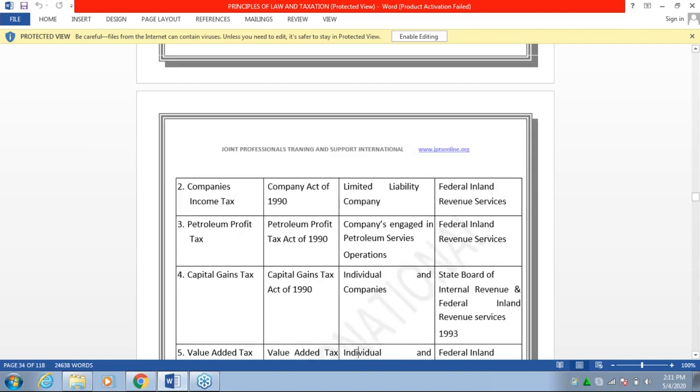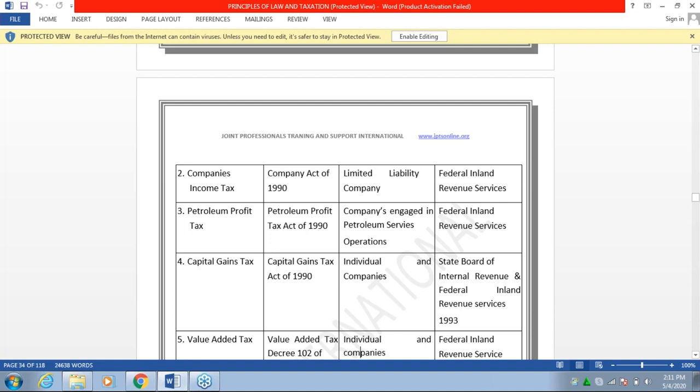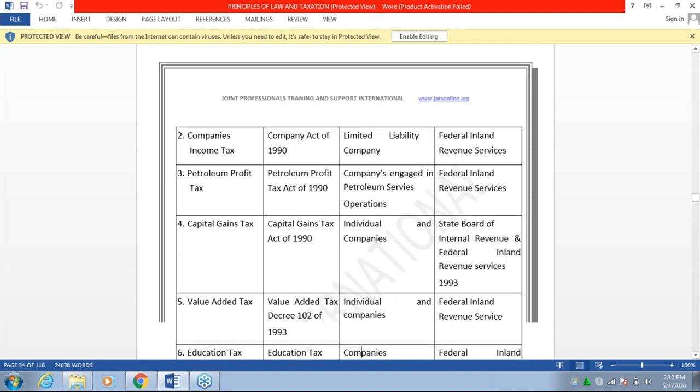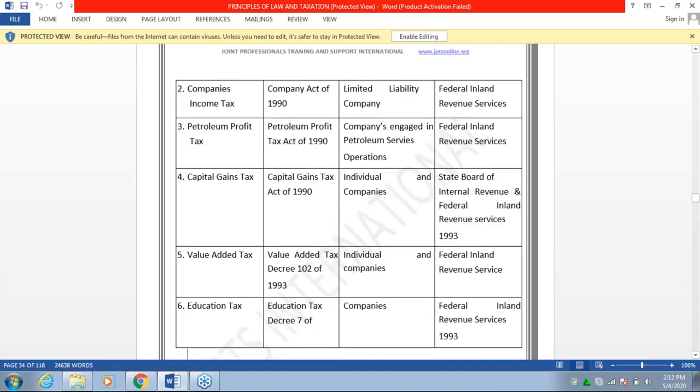Then there is another, we call it CGT, that is Capital Gains Tax. It also has its own act, which was promulgated in 1990, and it is payable by individuals and companies, where both the State Board of Internal Revenue and the Federal Inland Revenue Service are charged with the responsibility of collecting it.